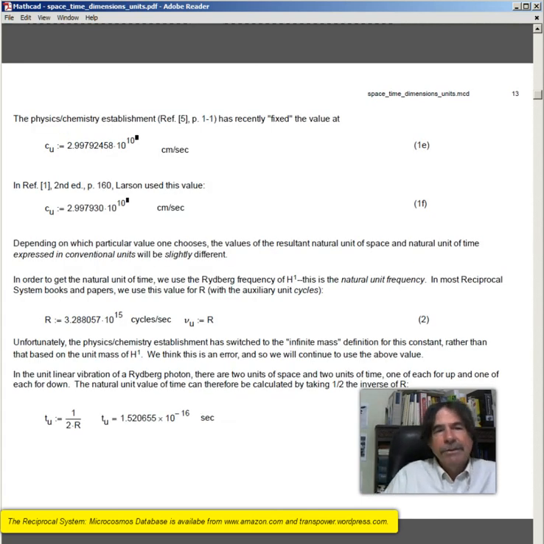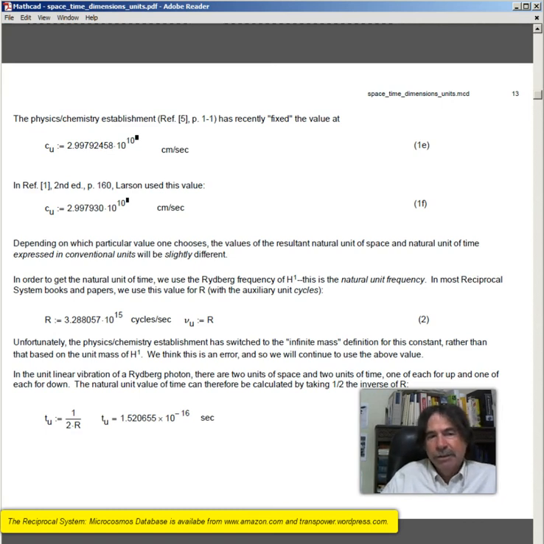A physics chemistry establishment, reference 5, page 1-1, has recently fixed the value at 2.99792458 times 10 to the 10th centimeters per second. And in reference 1, second edition, page 160, Larson used this value, 2.997930 times 10 to the 10th centimeters per second. Depending on which particular value one chooses, the values of the resultant natural unit of space and natural unit of time expressed in conventional units will be slightly different.